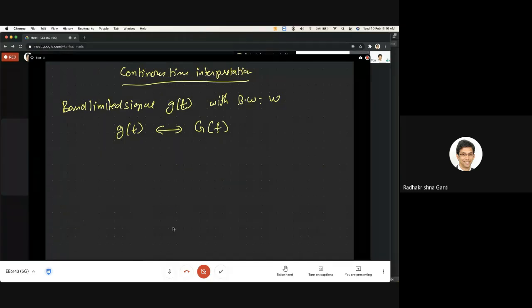Just coming back to this. g of t has Fourier transform g of f. I'm going to draw this. This is my frequency domain and this is my Fourier transform. This part is my bandwidth W. I am assuming it is 0 outside. It's difficult to draw, but I'm just assuming that. So suppose now I have a bandwidth W signal.